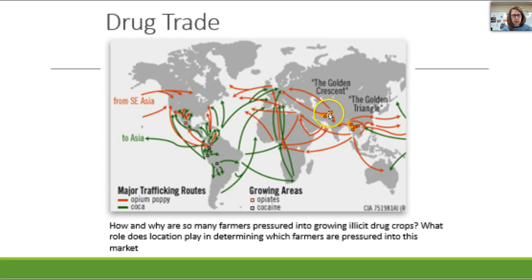So the Golden Crescent is where they, and both of those are where they produce poppies for opium. And the Golden Crescent is Afghanistan, a couple countries nearby, but Afghanistan is the main producer of poppies and opium in the world. The Golden Triangle is secondary to that, and that's Thailand, Burma, and Laos.